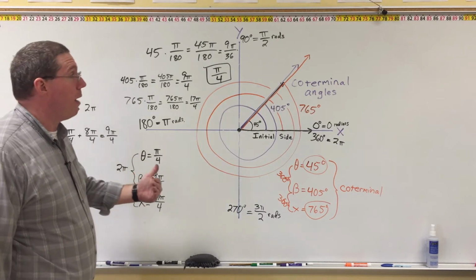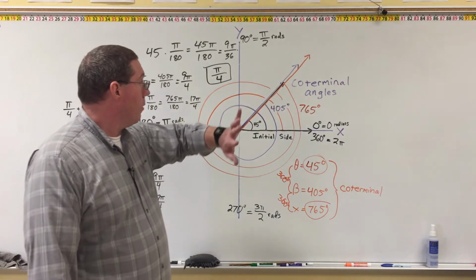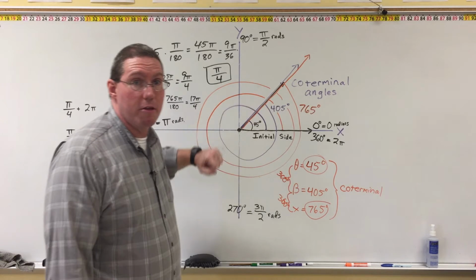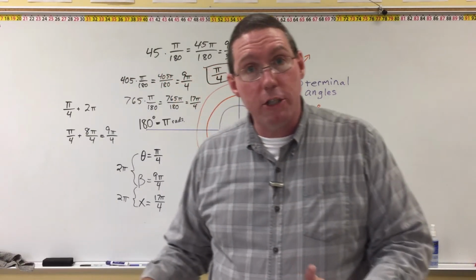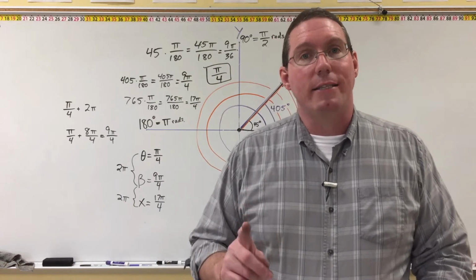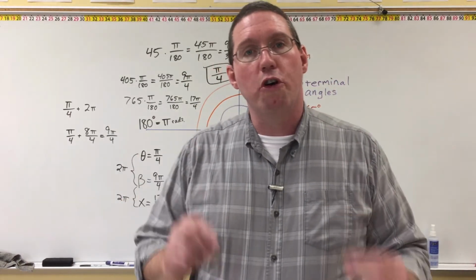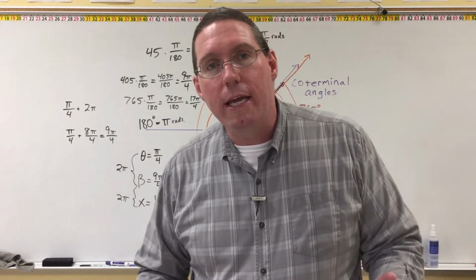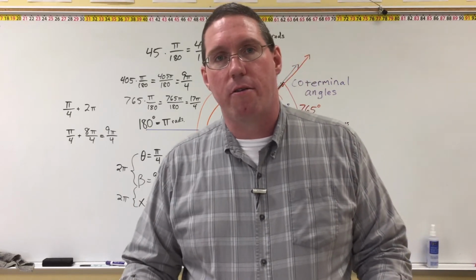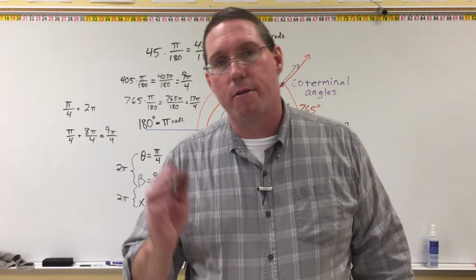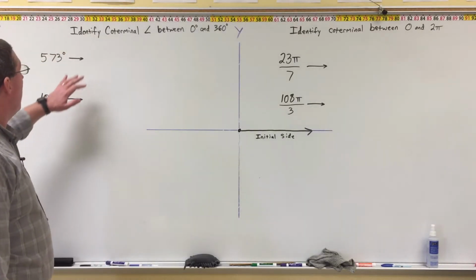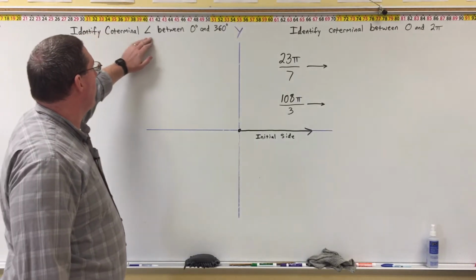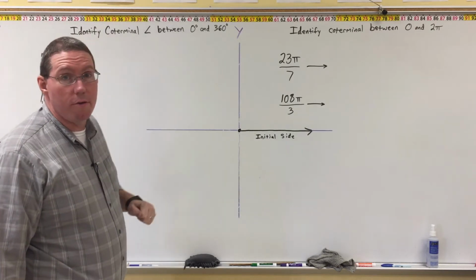Okay? And so what we're going to do now is we're going to walk away from the graph. I'm sure that makes some of you happy, probably. And I'm just going to give you a whole bunch of angle measures, and I want you to identify a coterminal angle that is between 0 and 360, or between 0 radians and 2 pi. All right, so we're just going to do a couple examples here. This says identify coterminal angle between 0 degrees and 360 degrees.